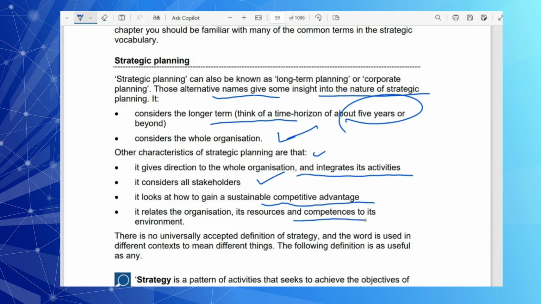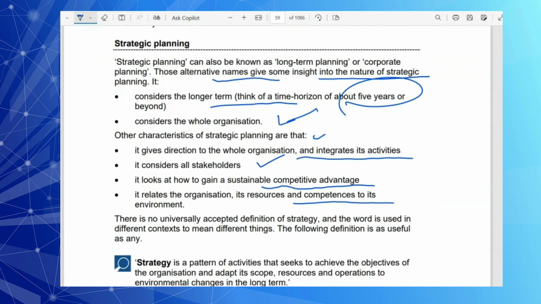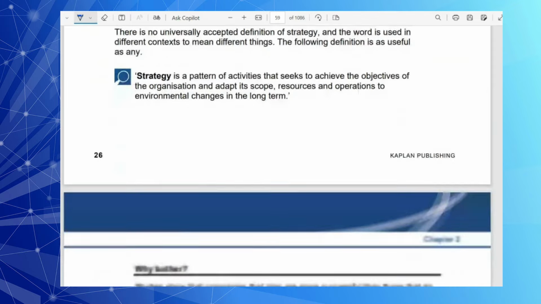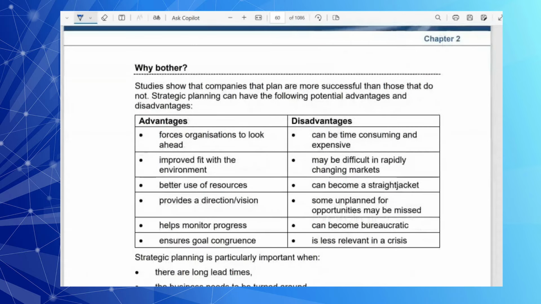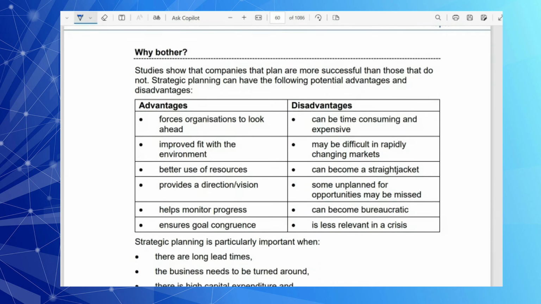So there are a lot of strategy things like activity based costing, inventory control, and management issues. All these things are there for you to be active and proactive in this area. Why bother? Study how companies that plan are more successful than those that do not.